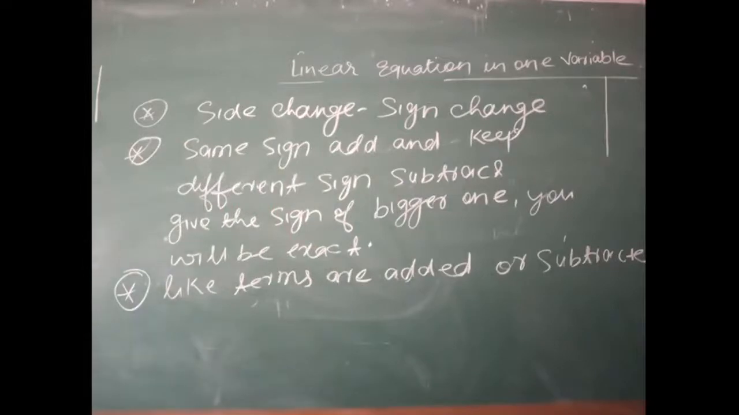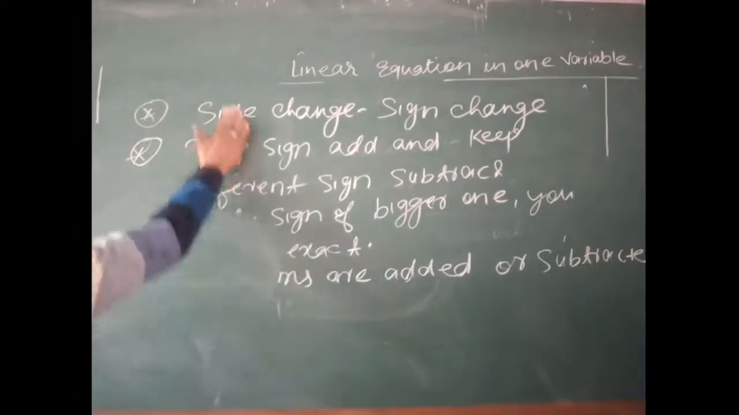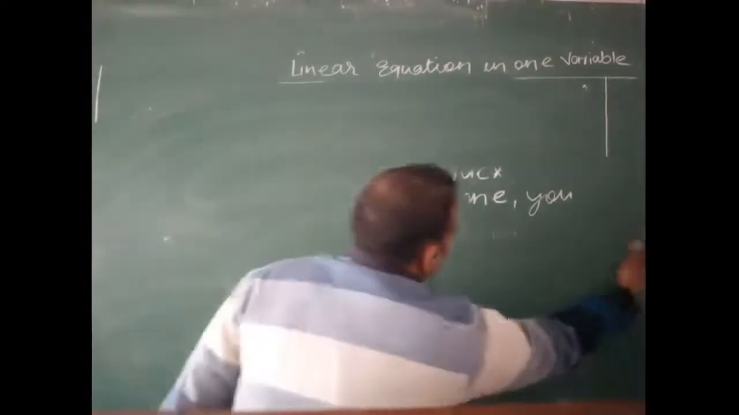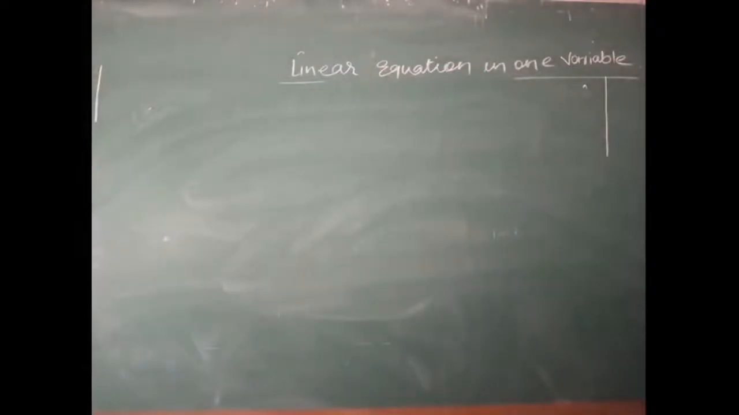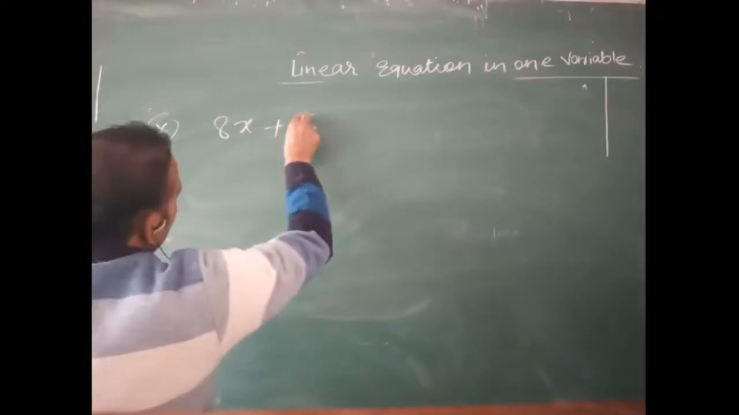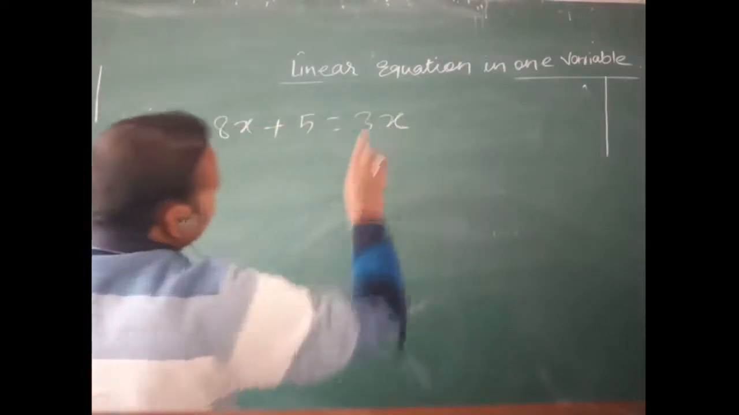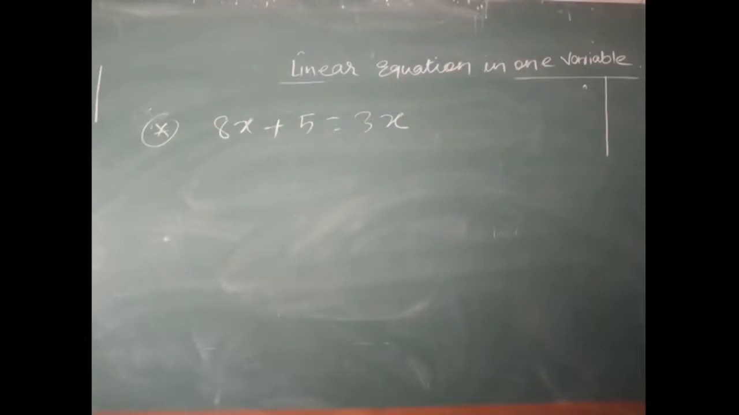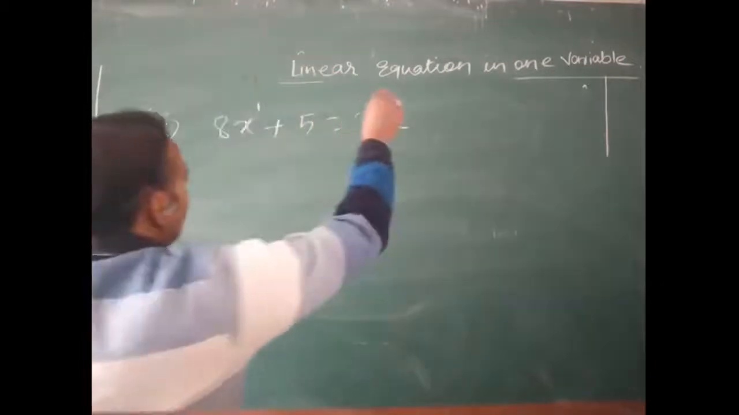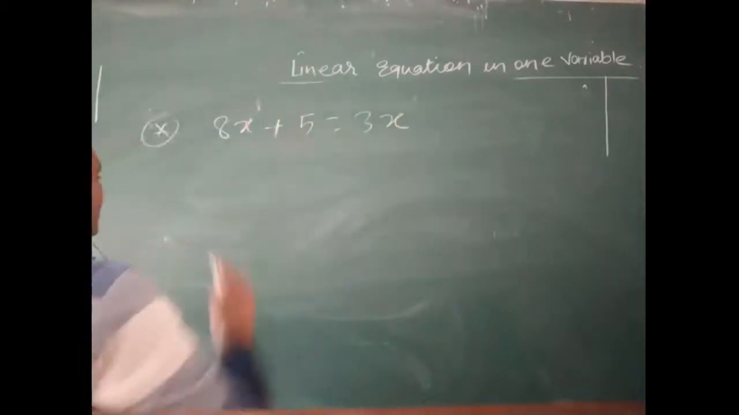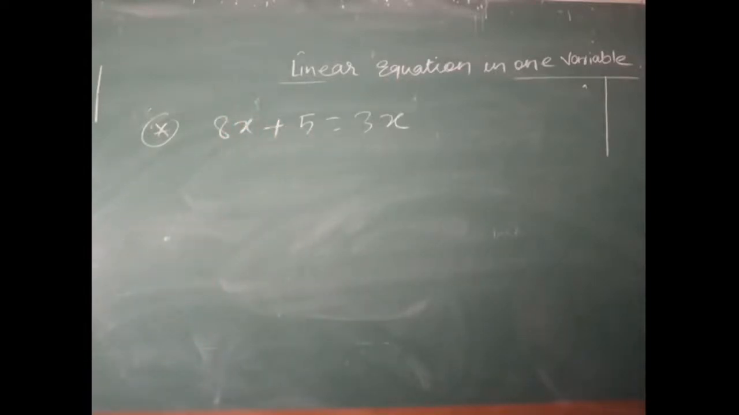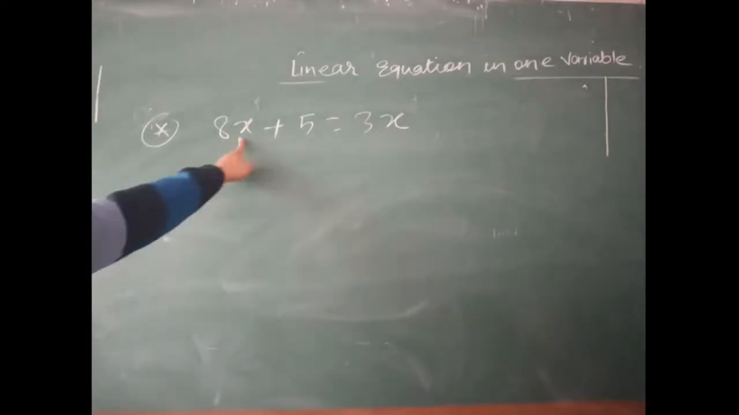Now, some examples of linear equation in one variable, like 8x plus 5 is equal to 3x. It is a linear equation because the power of x is 1. So degree is 1. So it is a linear equation. And what are the variables? Here only one variable, that is x.